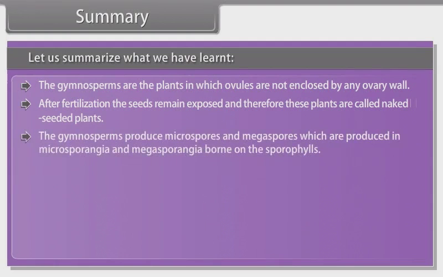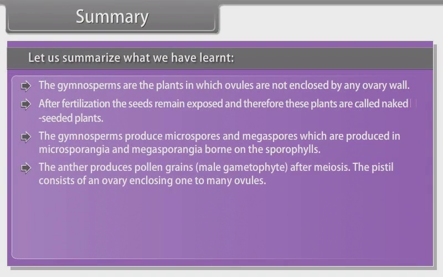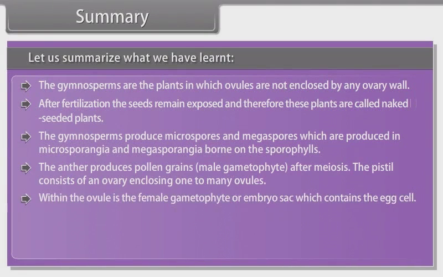The gymnosperms produce microspores and megaspores, which are produced in microsporangia and megasporangia borne on sporophylls. The anther produces pollen grains, male gametophyte, after meiosis. The pistil consists of an ovary enclosing one to many ovules. Within the ovule is the female gametophyte or embryo sac, which contains the egg cell.